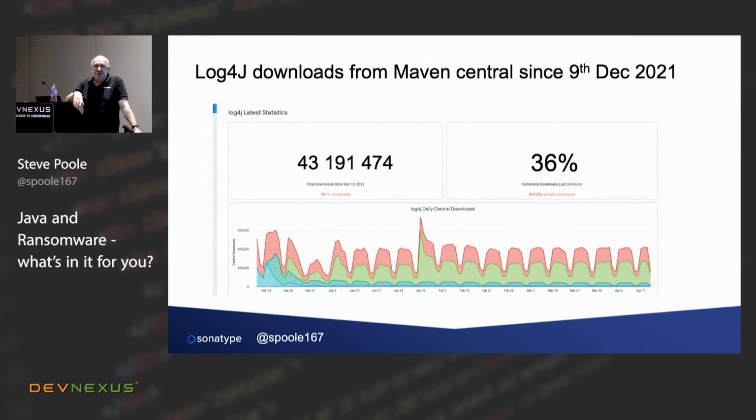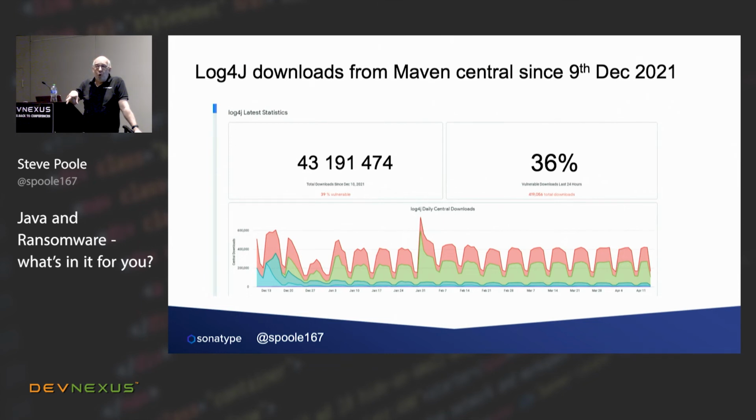So you may go, hey, we fixed it for us, but are you sure? Because there's a bunch of people out there who are still actively downloading this from Maven Central, not even from their local repos, from Maven Central, downloading log4j that is vulnerable.